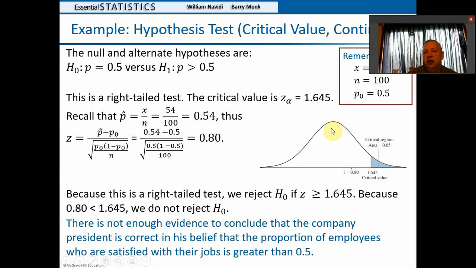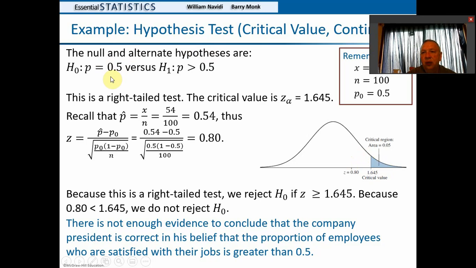I plot it. Here's our 0 right there at the hump. These are the positives, the negatives. Here's our 0.80. That lies in this fail to reject region, with the rejection region in the tails. So we fail to reject H0.